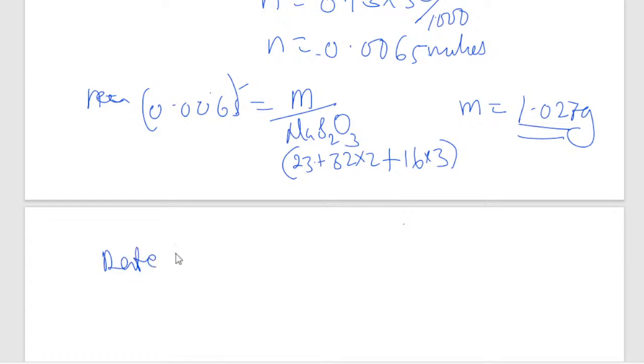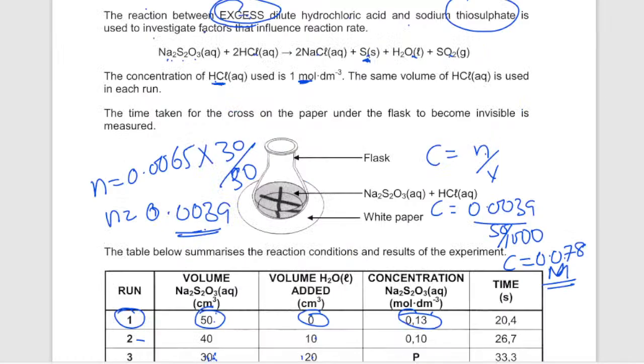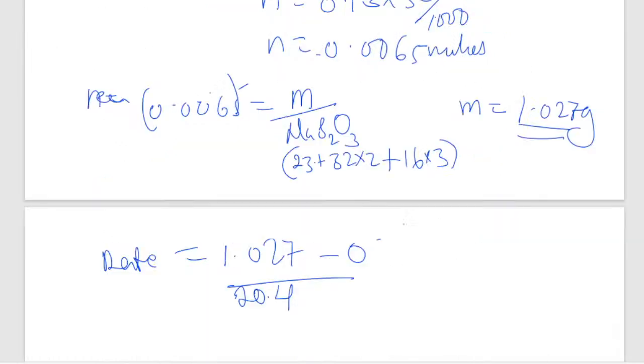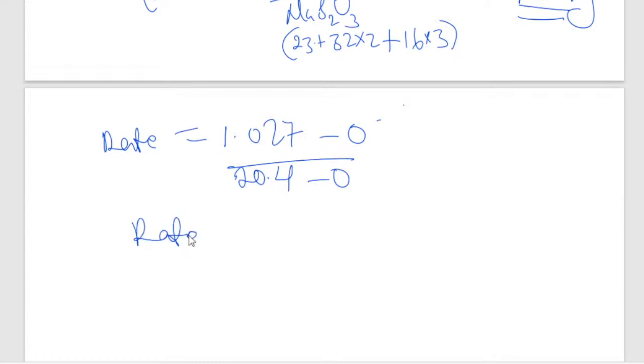So now we say that rate is going to be equal to 1.027 minus 0, divided by 20.4. Is it 20.4? Let me check and confirm. Yes, 20.4 minus 0. So the rate of reaction, in terms of grams, is going to be 0.03 grams per second. Yes, then that makes our answer.